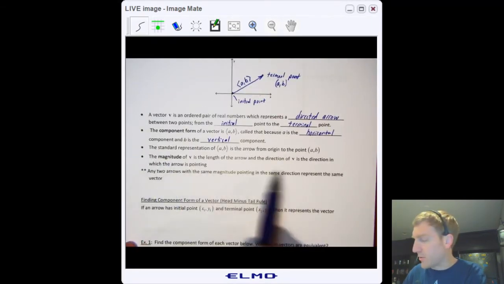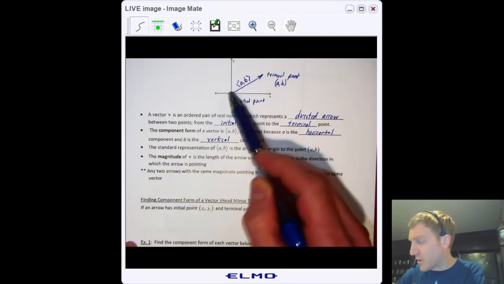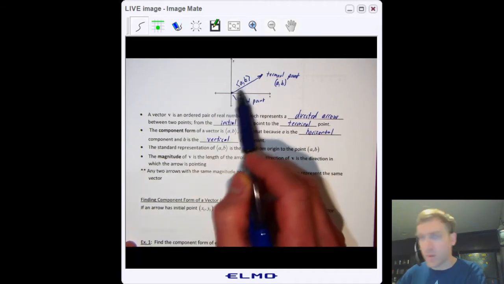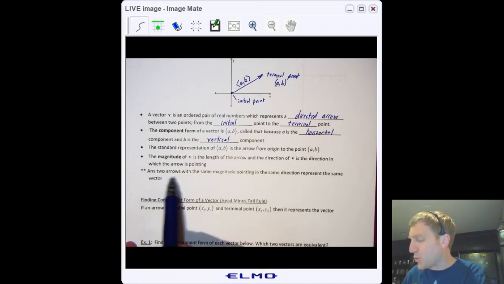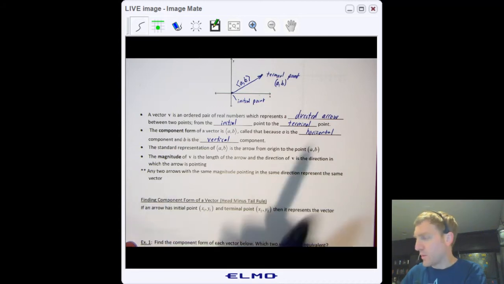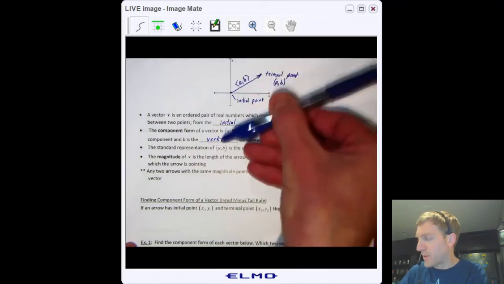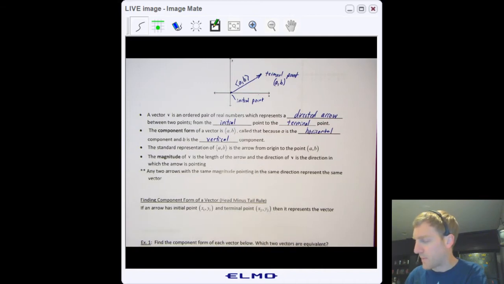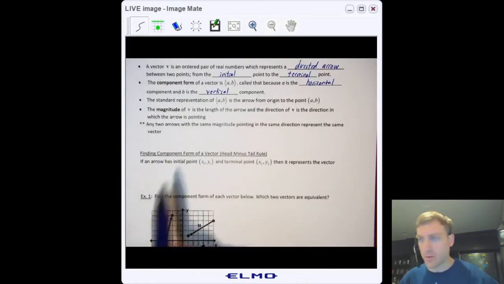So a vector is determined by two things, the magnitude and the direction. The magnitude is the length of the arrow, so the length of that line segment is the magnitude, and the direction is the angle at which it's pointing. We'll get to that later. This repeats what I said a moment ago: any two arrows with the same magnitude pointing in the same direction represent the same vector. So I can take this vector, keep it the same length and pointing the same direction, and move it horizontally or vertically around the xy axis. It is the same vector.